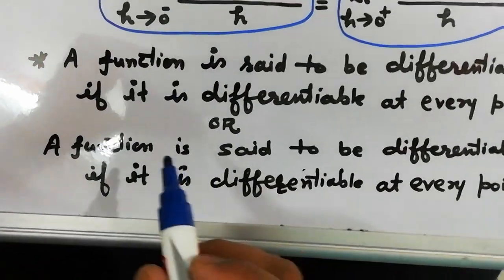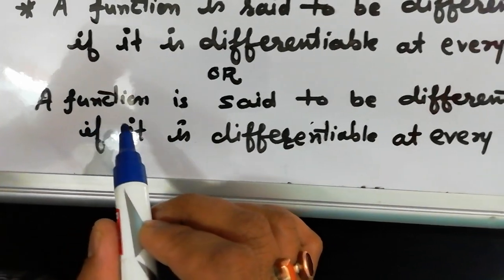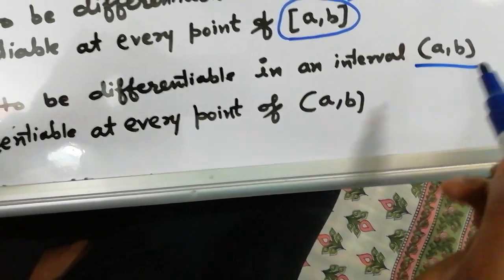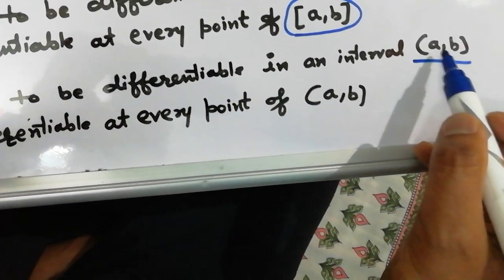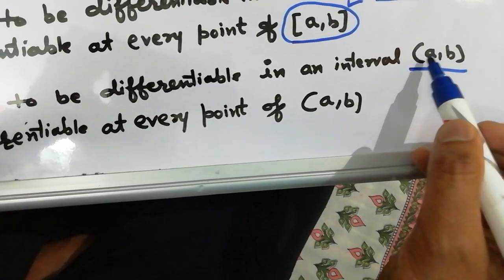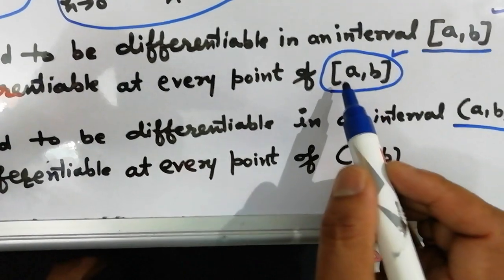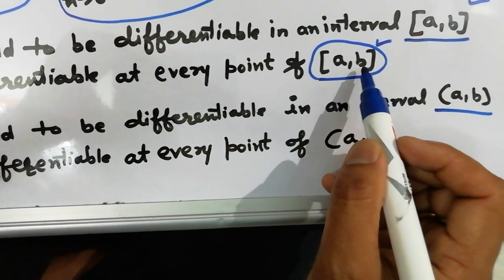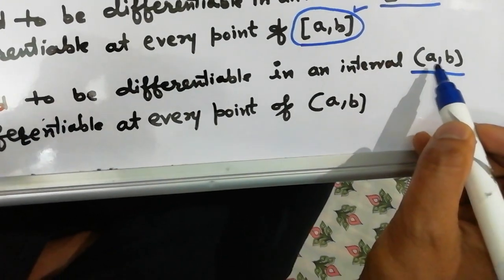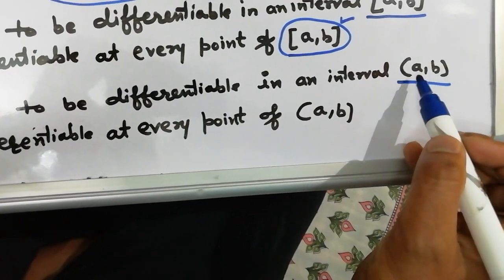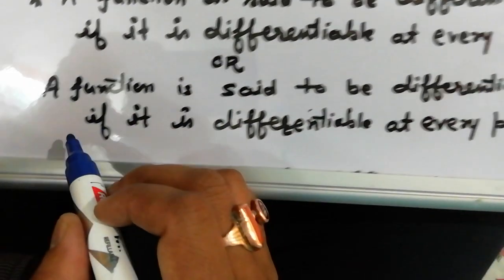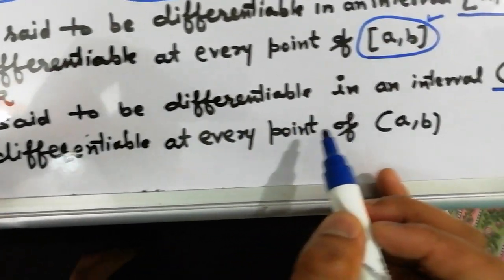Or for the open interval, similarly we can say that a function is said to be differentiable in the open interval AB. Open interval means we are excluding A and B and considering only the values which lie between A and B. In the closed interval we consider all values including A and B and those between them, but here we are excluding A and B, considering only values between A and B, if it is differentiable at every point of the open interval.